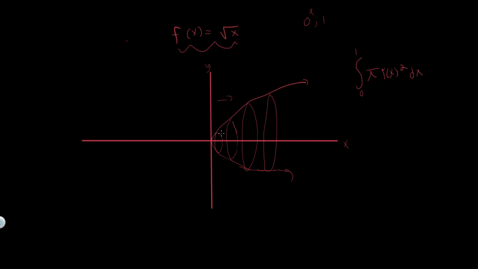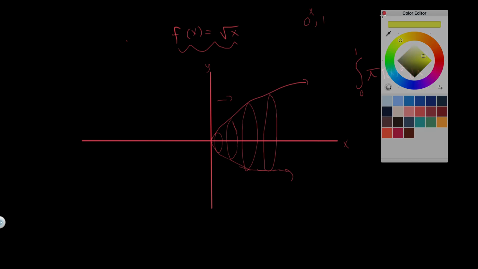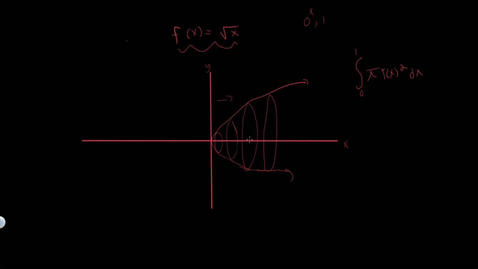Well, it seems like the radius is just determined by the height of the function. If I pick this thin slice right here, I can represent the radius by just the distance from the x-axis to the function. This is the radius, and it keeps changing as the function gets bigger and bigger. So the radius can be denoted as just the square root of x from 0 to 1. So I can rewrite this as the integral from 0 to 1 of pi times the square root of x, squared, dx, which is equal to the integral from 0 to 1 of just pi x dx.